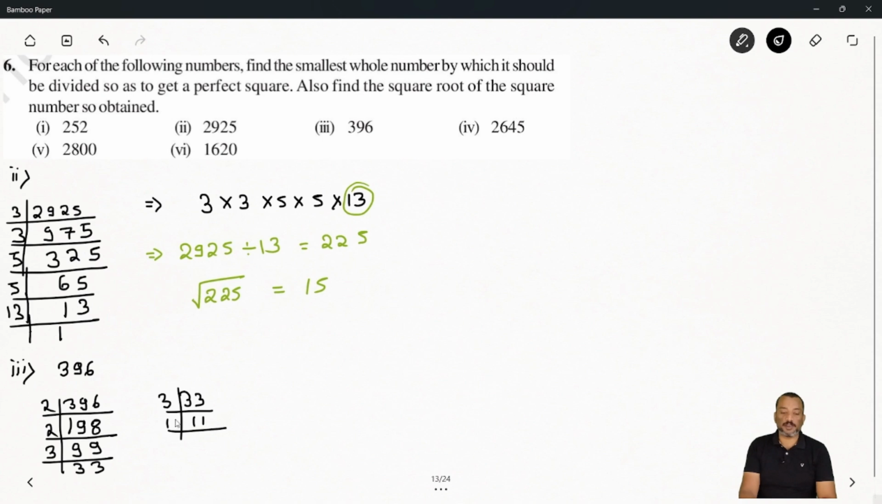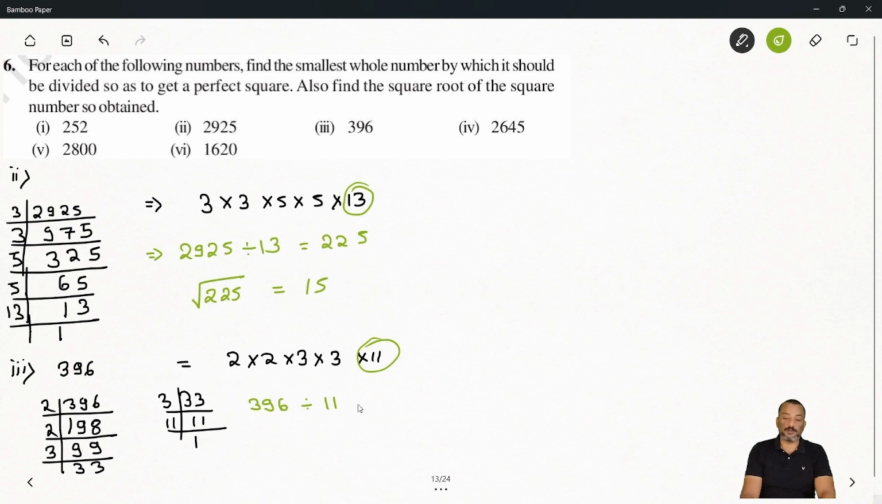Now 11 divided by 11 gives 1. So the factors are 2 times 2, 3 times 3 and 11. Which number is unpaired? This 11 is the unpaired factor. So we divide 396 by the unpaired number 11, and you will get 36. The square root of 36 is 6. Hope you're getting it clear.